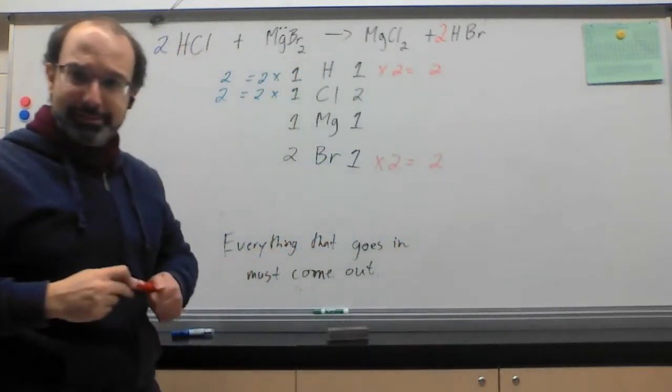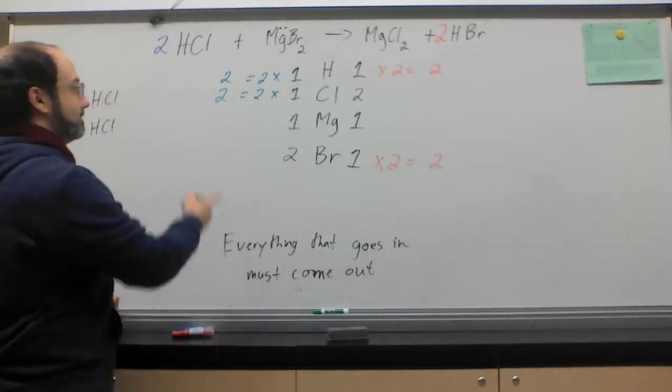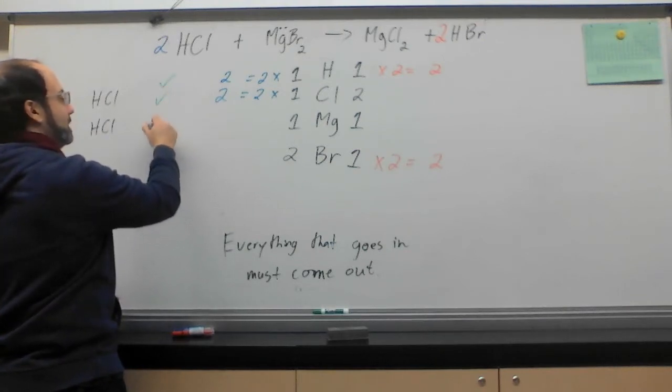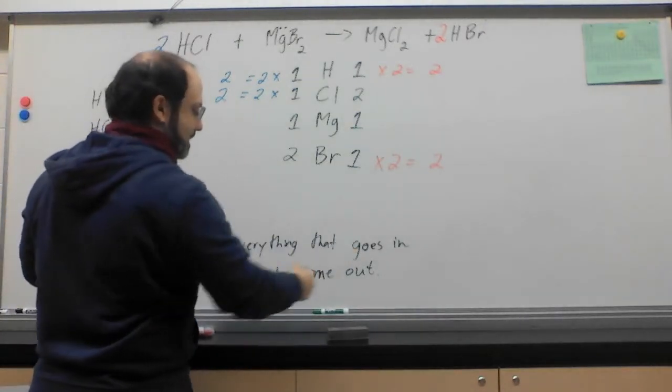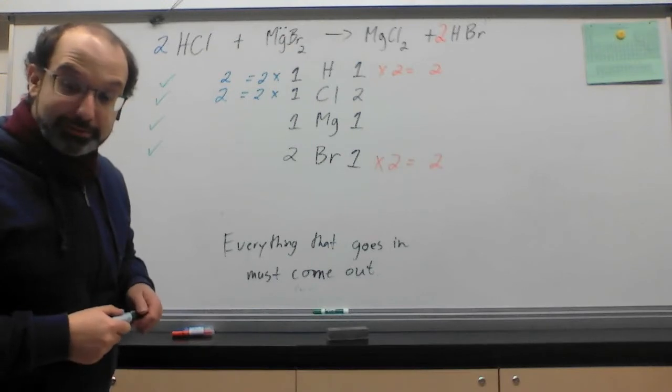Take a look at that. If I compare every single line, I've got 2 and 2. This line checks out. I got 2 and 2. Checks out. 1 and 1. We're good. 2 and 2. We're good. Everything that went in came out. This is now a balanced equation.